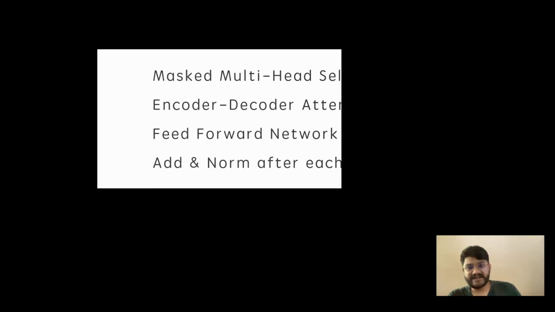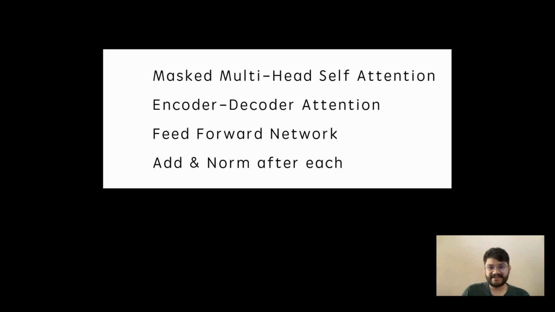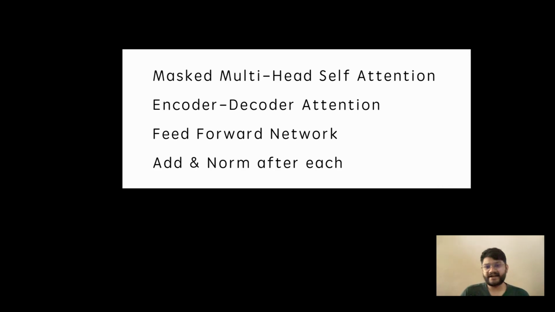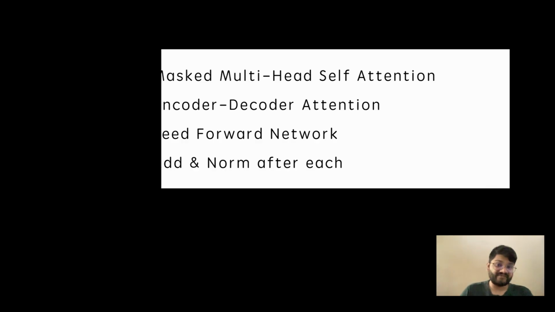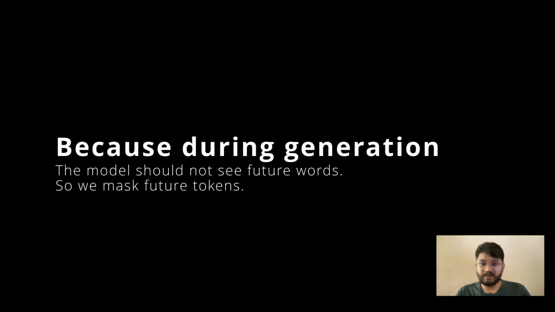Then we have the decoder block, and the decoder is significantly more complex. Each layer has masked multi-head self-attention, encoder-decoder attention, a feed-forward network, and we apply normalization after each layer. So why do we use masked attention? Because during generation, the model should not see future words. So we mask future tokens.